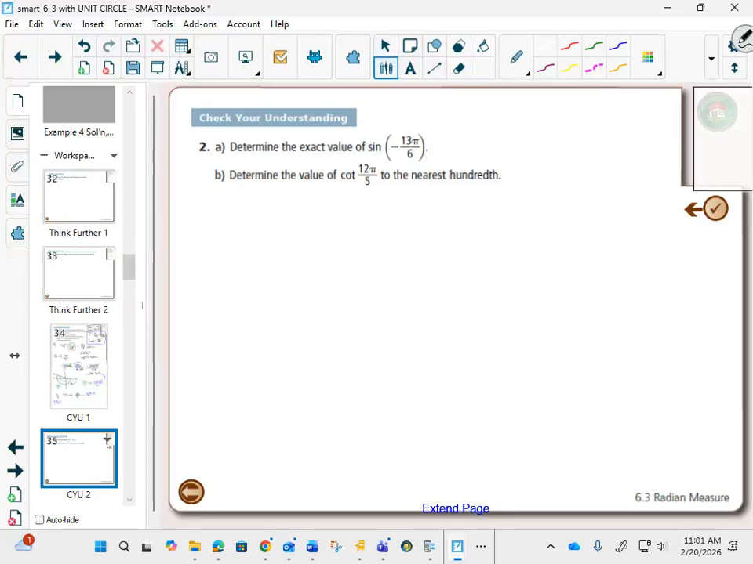All right, we are going to actually leave part A until we're done the unit circle. And we're going to start with part B. Determine the value of cotangent 12 pi over 5.